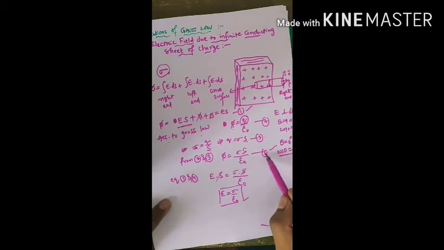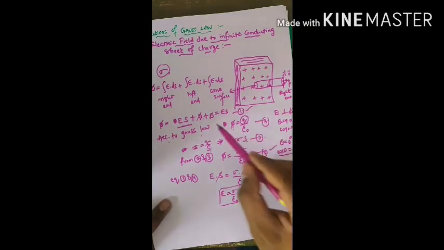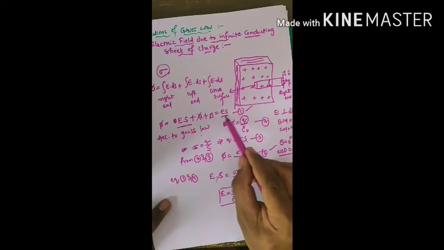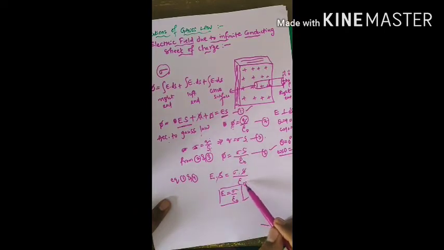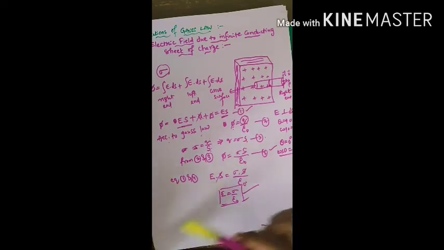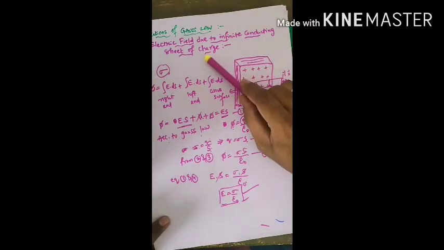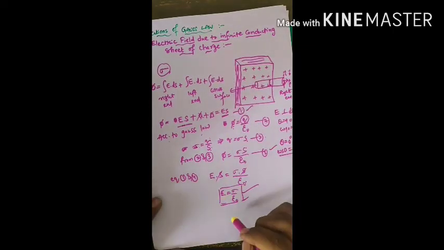This is equation 4. From 1 and 4, you can compare: E into S is equal to sigma S by epsilon naught. So the S's cancel, meaning E is equal to sigma by epsilon naught. This equation gives the electric field due to an infinite conducting sheet of charge. Okay, so this is our first case.